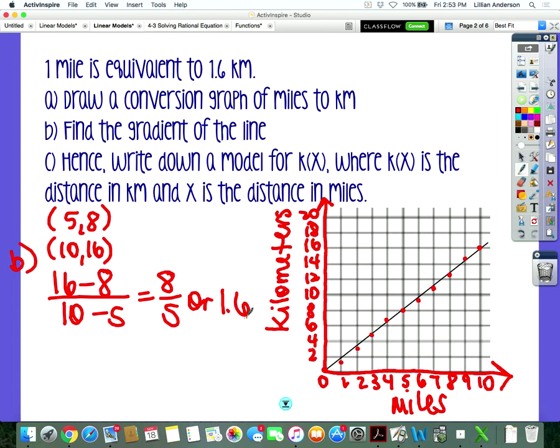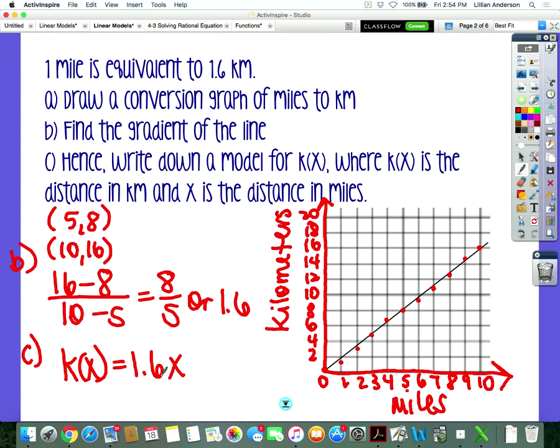Now, it says, hence, write down a model for K of X, where K of X is the distance in kilometers and X is the distance in miles. So basically, they want us to write a model, aka an equation, where instead of writing y, we're writing K of X, because that is our output. And then we have our slope times our independent variable. Well, our slope is 8 over 5, or 1.6x. And then C, where does this graph cross the y-axis? 0. So I can put plus 0, I can leave it as it is, but there it is. There is my model to convert between miles to kilometers.